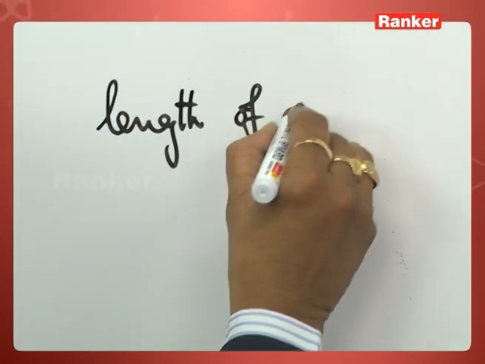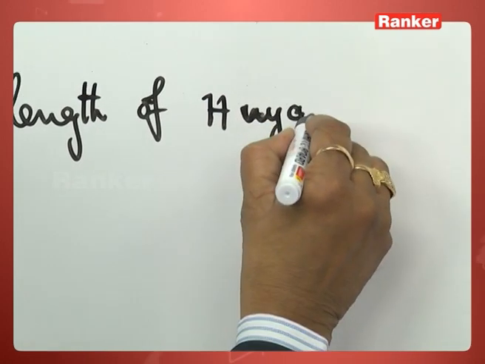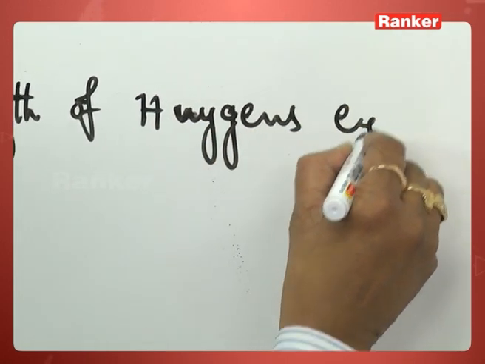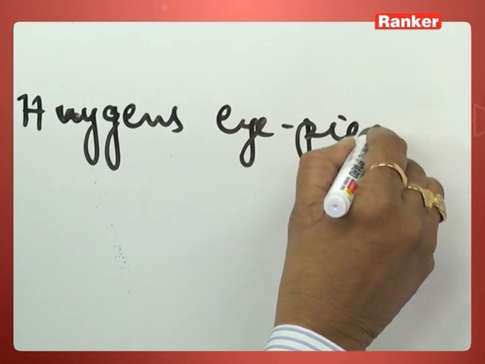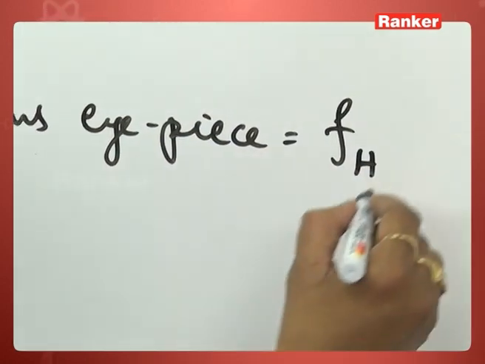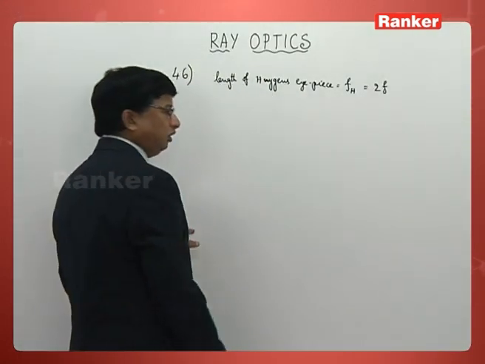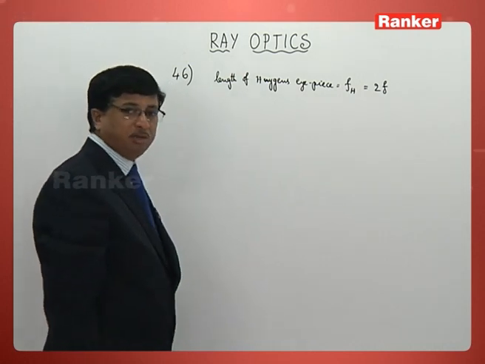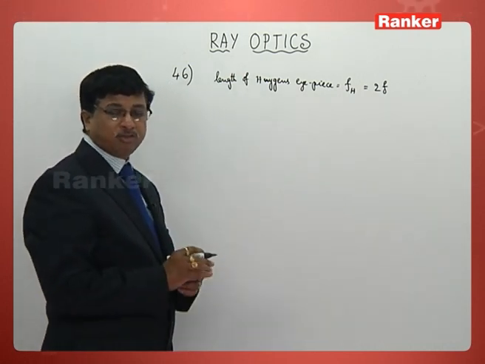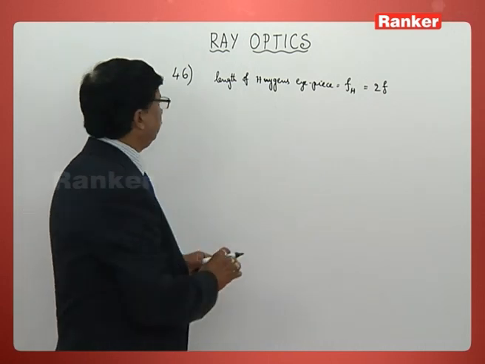Length of Huygens eyepiece, that is given FH. What is its value officially? It's simply 2F. In the previous problem also we have taken this formula. Now what is this question? The focal length of Huygens eyepiece is given.